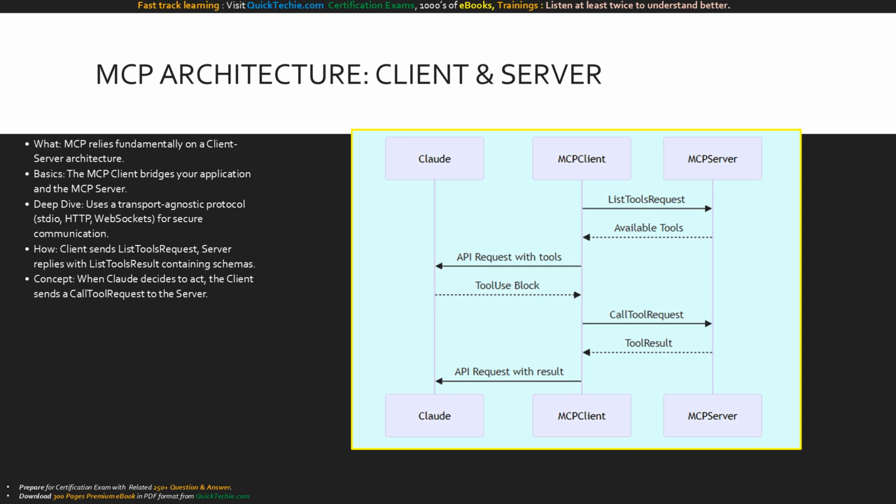First, your MCP client asks the MCP server for available tools. The server responds with the tool list. Your client then forwards these tools to Claude via the API. Claude analyzes the user's prompt and returns a tool use block.